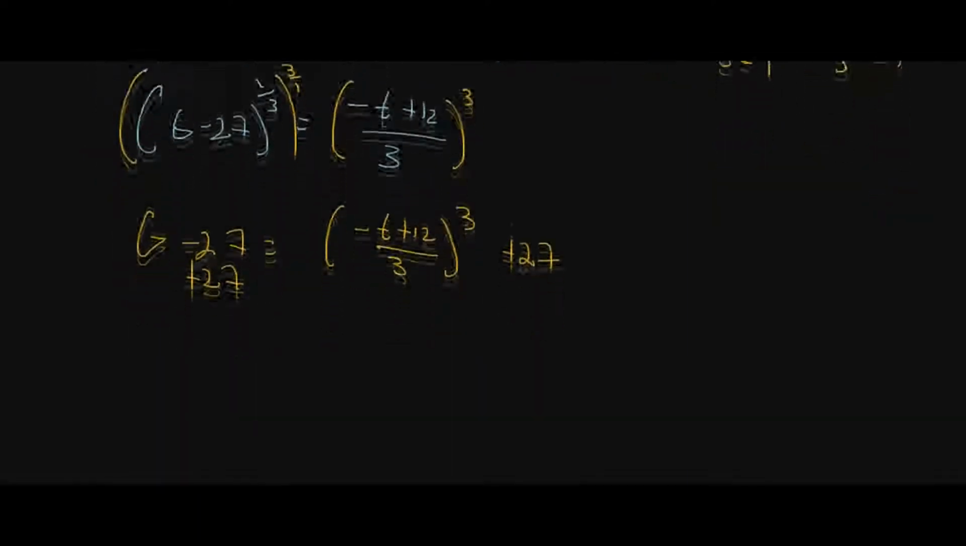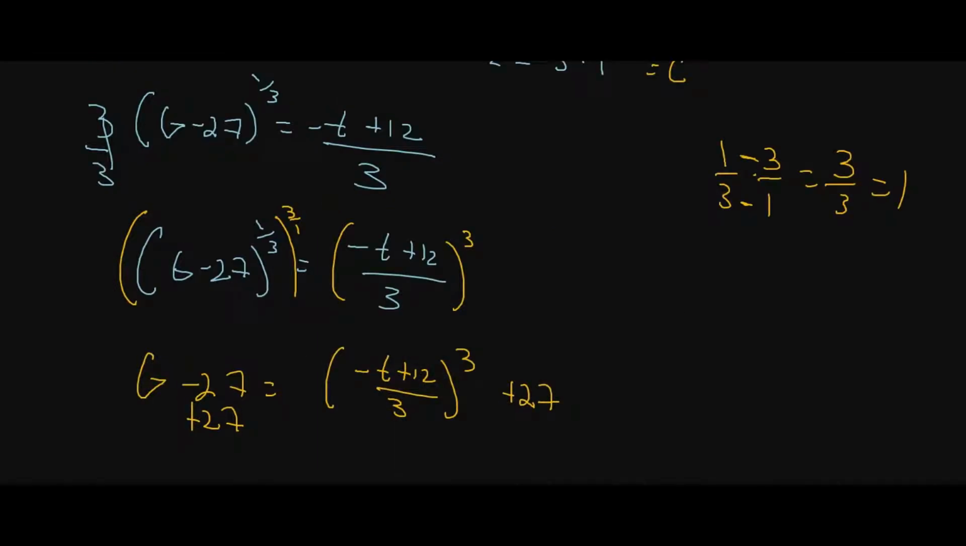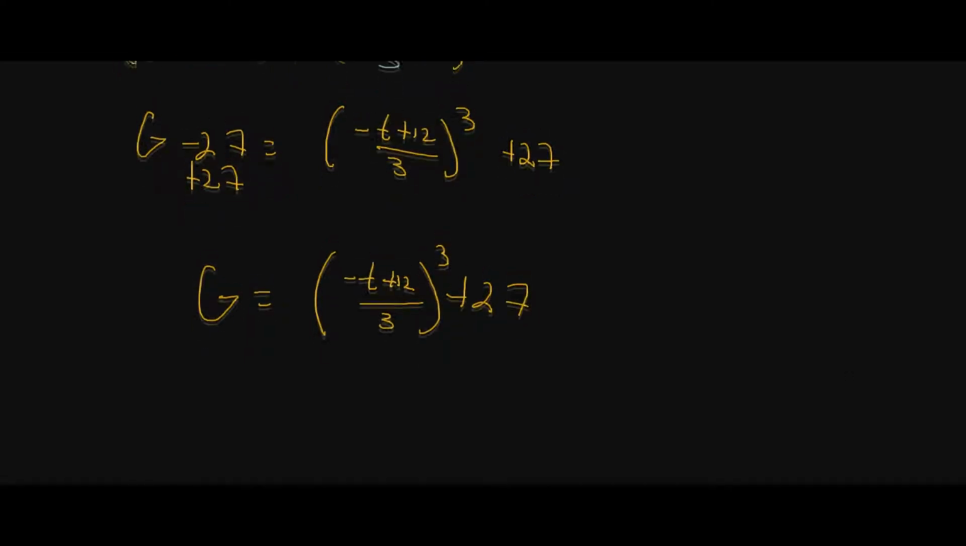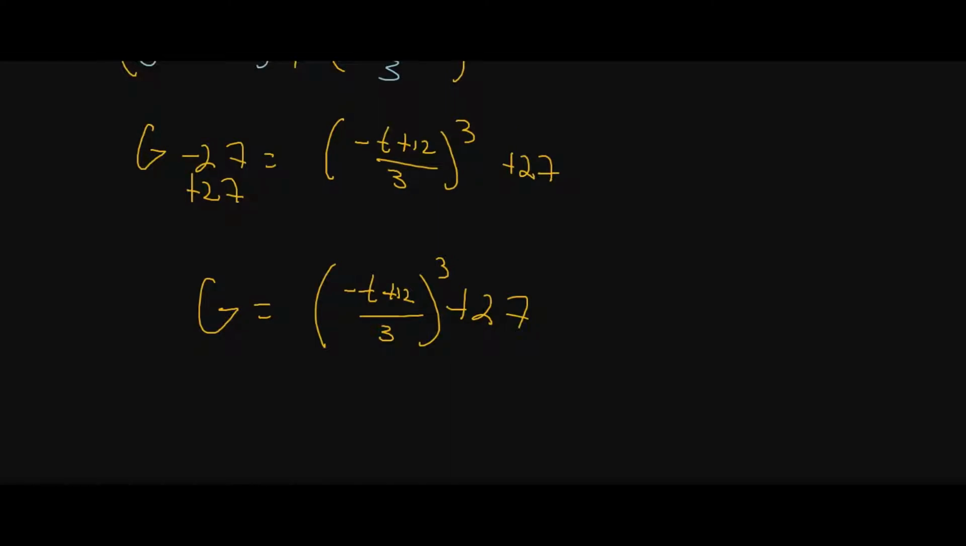And there it is. So we get g is equal to negative t plus 12 divided by 3 to the third power plus 27. And that is our initial condition. I mean, that is our OG function, g of t, right? So we're in business. So now we can write this to be g of t is equal to that.